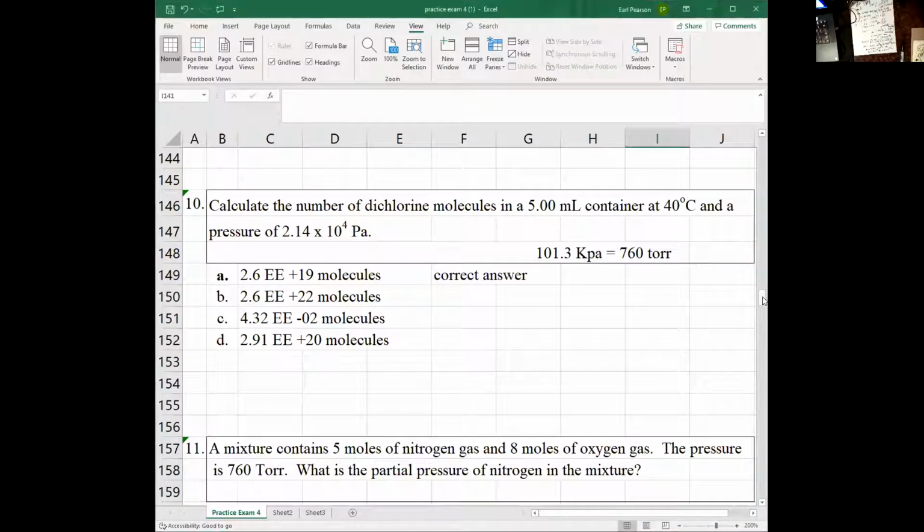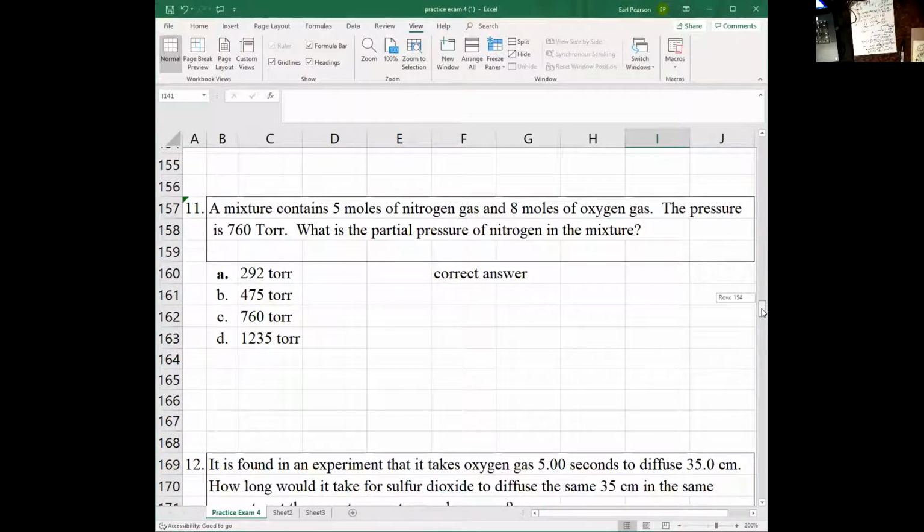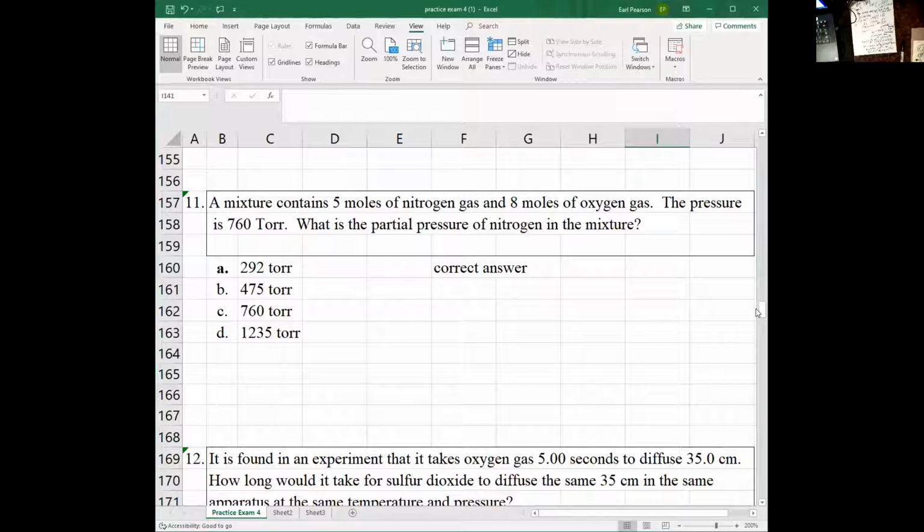All right, now we're going to a mixture of 5 moles of nitrogen gas and 8 moles of oxygen gas. The total pressure is 760 torr. What would be the pressure of nitrogen in the mixture? Well, that's just a straight plug-in for Raoult's law. Number 11, let's go back here.